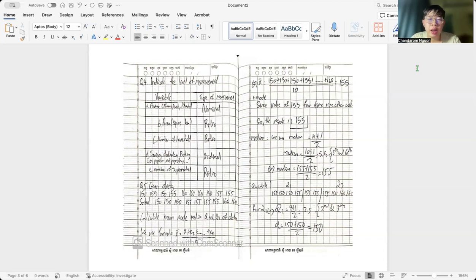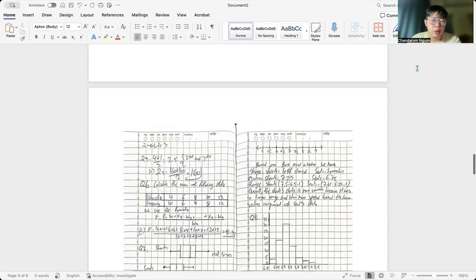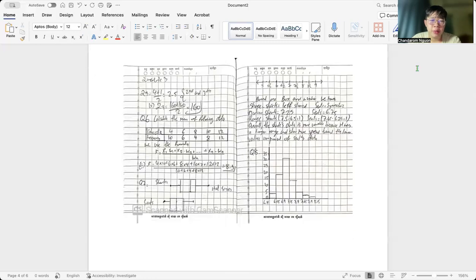Finally, we calculate the third quartile, which is the median of the upper half of the data. The upper half is 155, 155, 160, 160, and 160. The middle value here is the third number, which is 160. So Q3 is 160. Moving on to question 6.